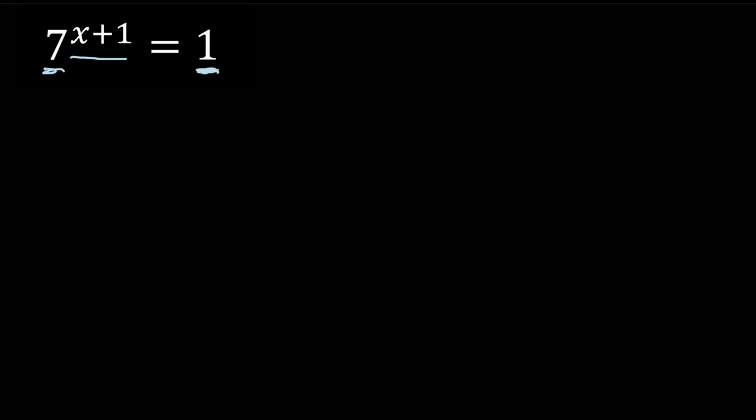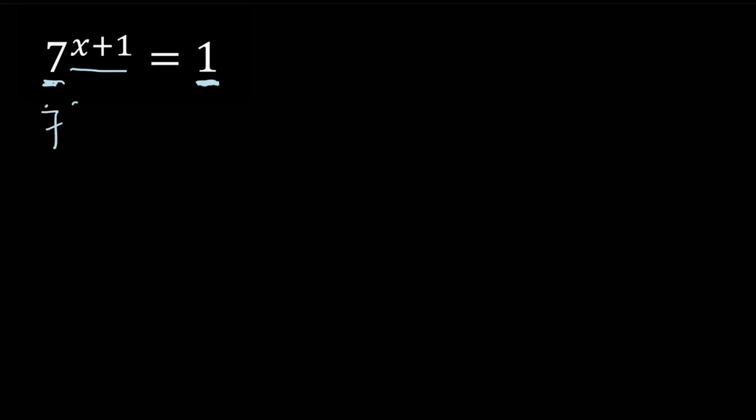So if the bases are the same, then we can equate the exponents, okay? So we have 7 to the power x plus 1 equal to 1. But 7 is not equal to 1, therefore we cannot equate the exponent. So how are we going to do it? It is very, very simple. How can we convert this 1 here into a power of 7?